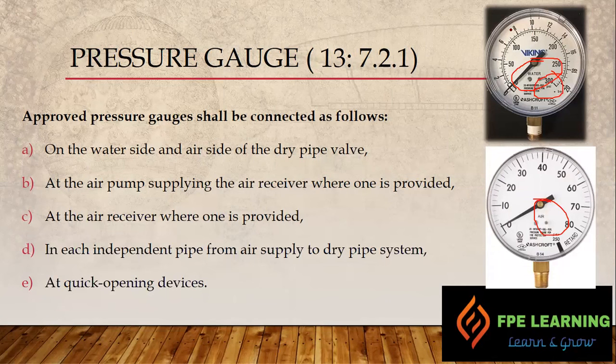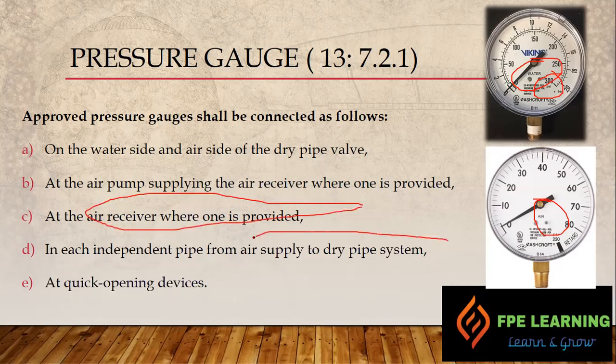So where do we need pressure gauges? As per NFPA 13, an approved pressure gauge shall be connected as follows, right? It is required at the water side to give the water pressure in the dry pipe valve, at the air pump supplying unit, at the air receiver where one is provided, in each independent pipe from the air supply to the dry pipe system, and at the quick opening device, right? It's not mandatory that all these requirements be met. Sometimes it might be only 4 places.